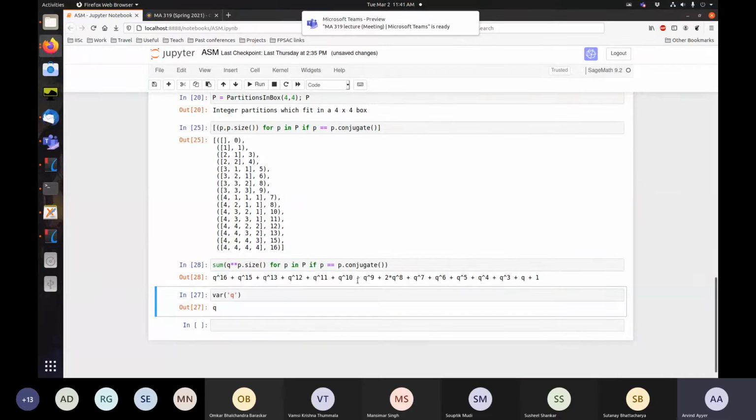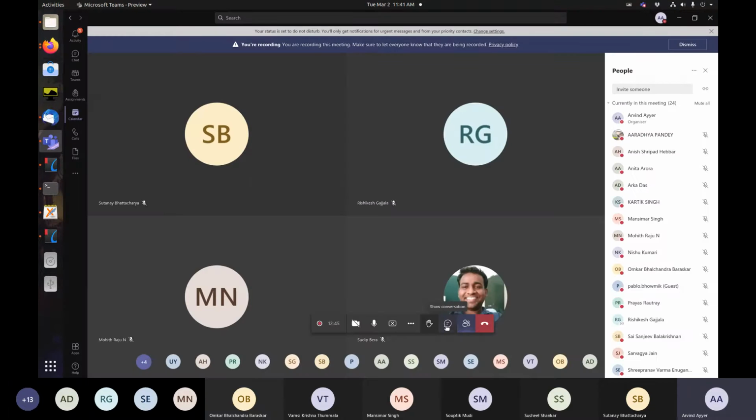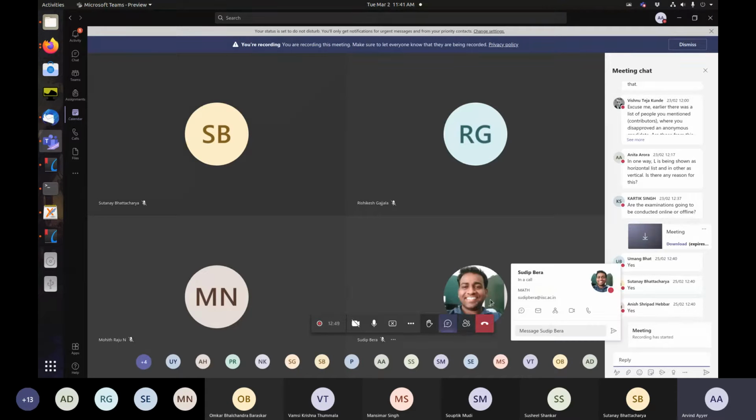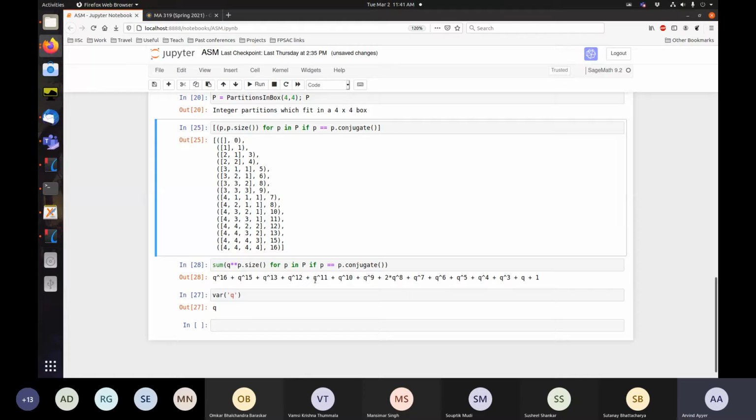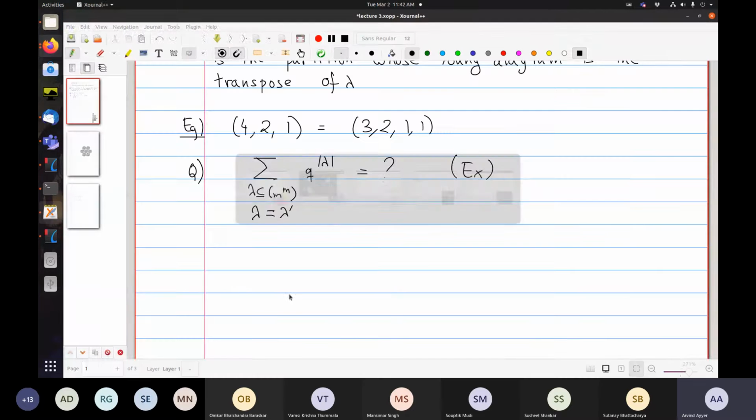Note that not everything has coefficient 1. There are two things of size 8, 4 2 1 1 and 3 3 2. Both are size 8. It's okay. Okay, so there seems to be some question in the chat. Okay. So that's clear. So this is related to this exercise.